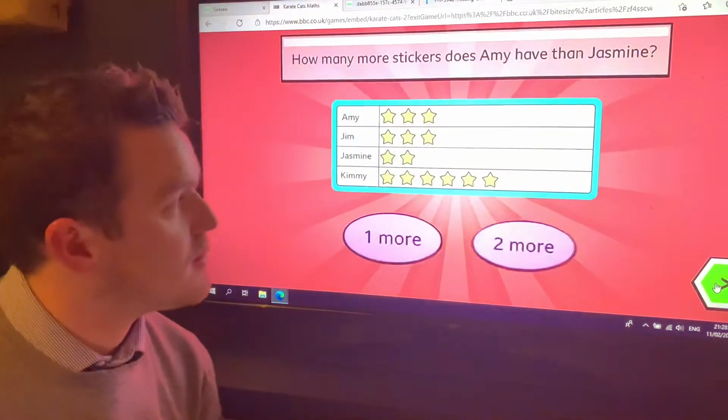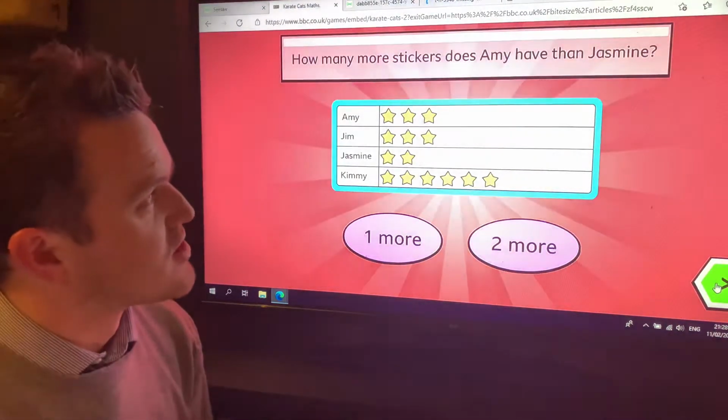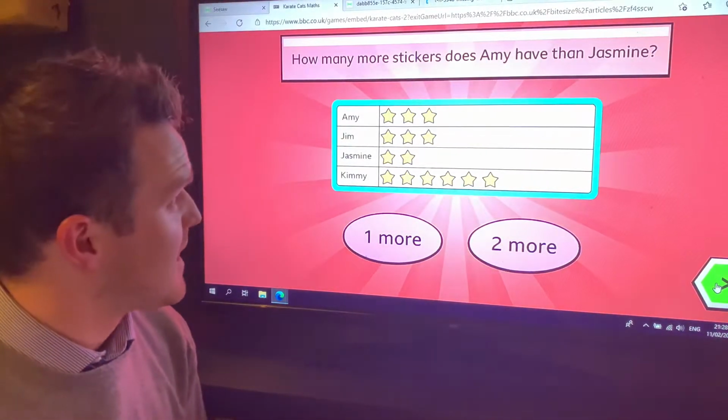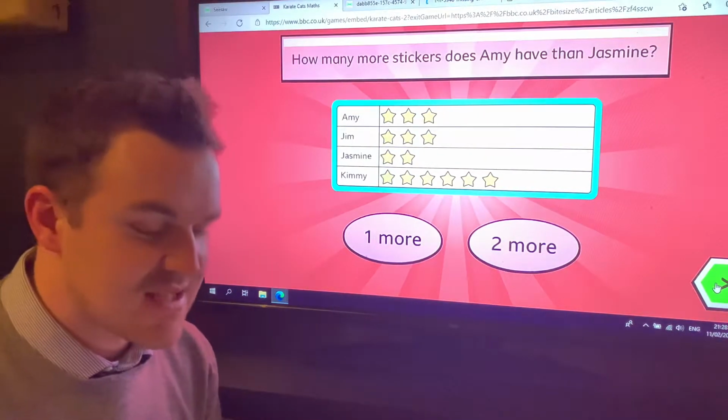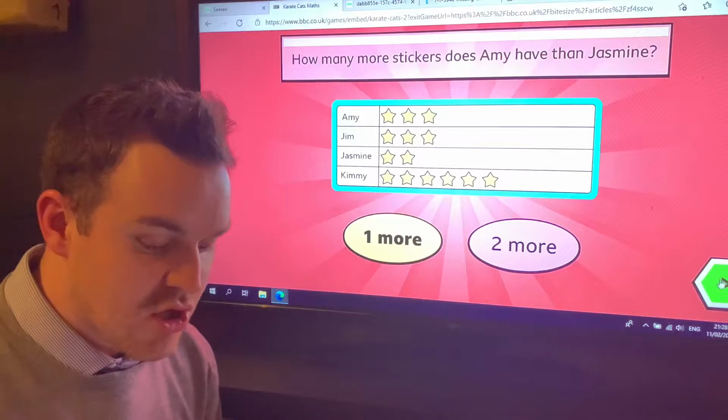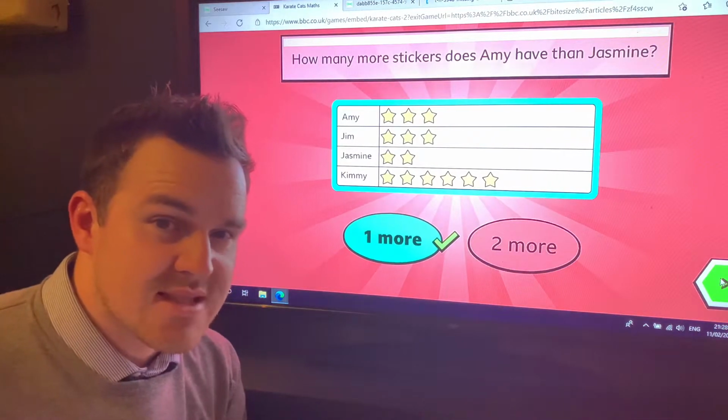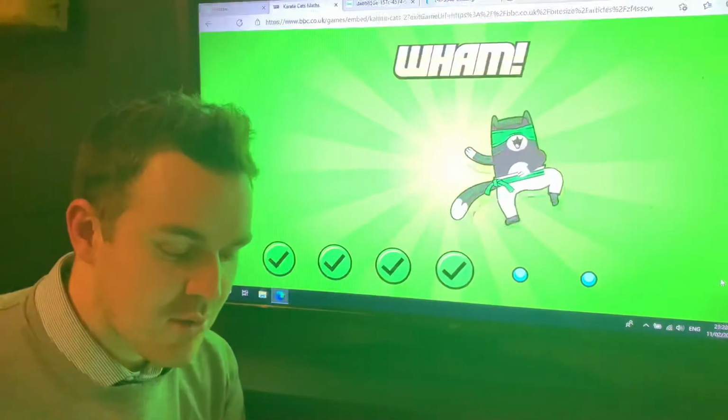Let's try another one. Okay. How many more stickers does Amy have than Jasmine? So Amy has 3, Jasmine has 2. So how many more? Well, that's a nice and easy one again. 1 more. You might want to try some of the gold level ones because they'll be a little bit trickier, but they're similar type of questions, okay?